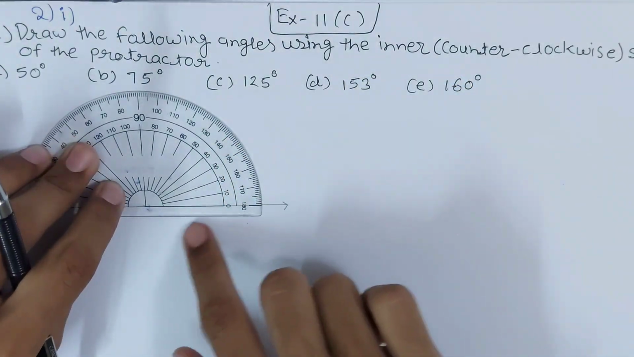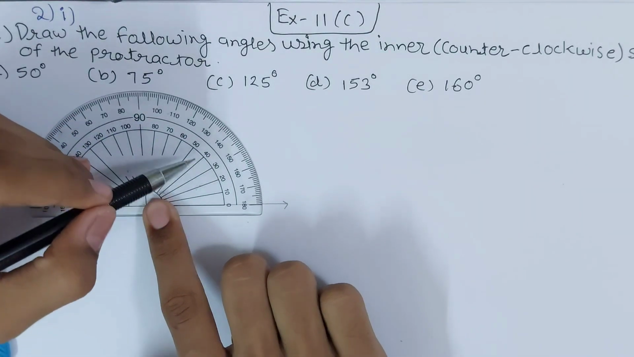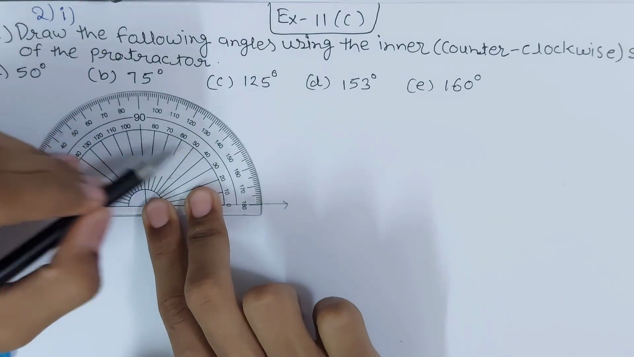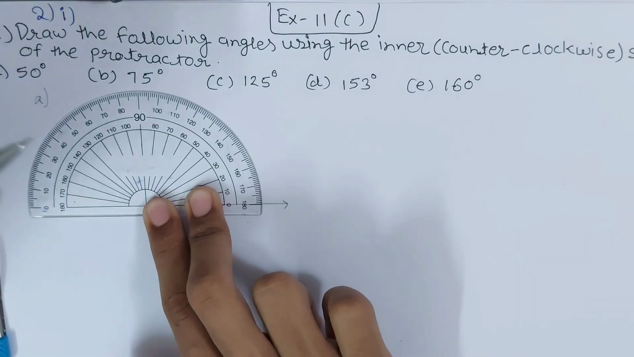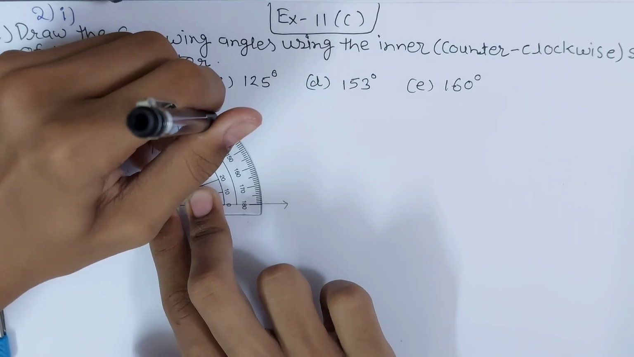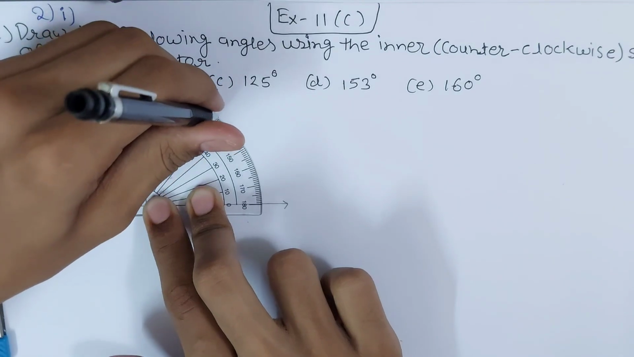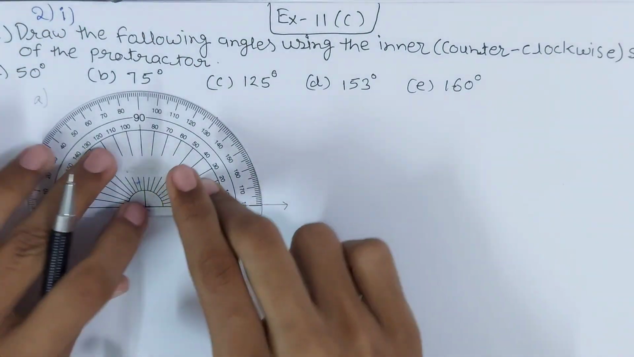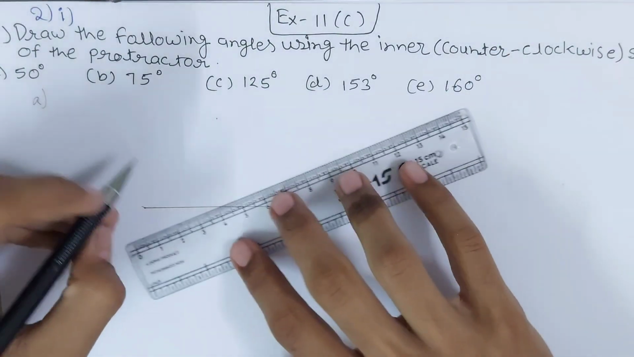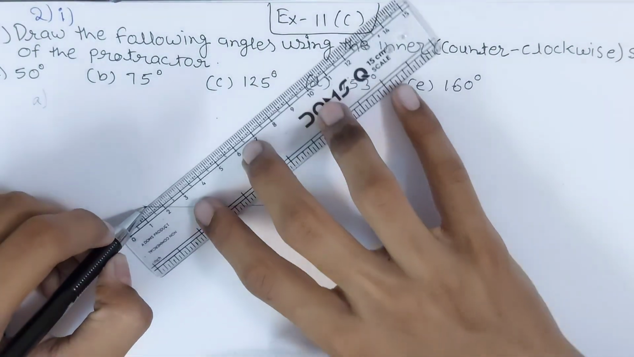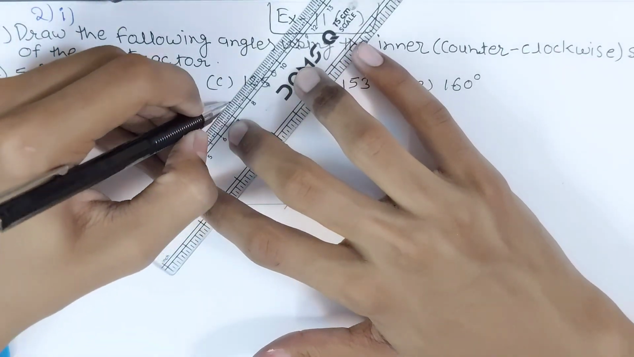Now align it along the ray. This is 90, you have to see the inner scale. 0 is already marked, you only need to find 50 on the inner scale, because the first part is 50, this is part A, 50 degrees. So look for this point and put a dot here as well. Done. Now simply extend this new ray from the same point, and take it here, extend it.